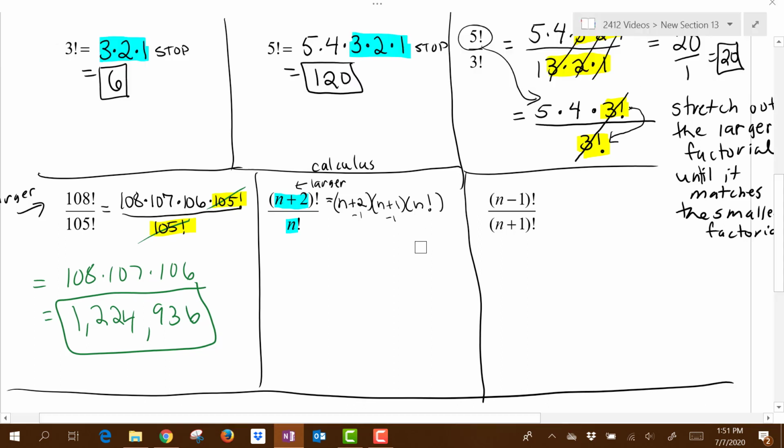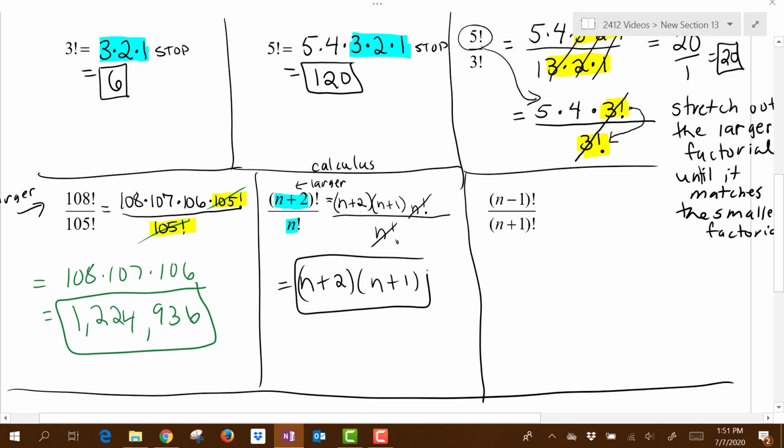And I'm stopping there, remember, because I want to stop as soon as one of those factorials matches the smaller factorial at the bottom. And you really don't need the parentheses around the n factorial, so let's just get rid of them. Not necessary. There we go. So now n factorial at the top matches all the factors of n factorial at the bottom, and our final answer is just n plus 2 times n plus 1. So we choose the larger of the two on the top or the bottom of the fraction, expand it until it matches the one that's smaller, and then we cancel all those common factors.